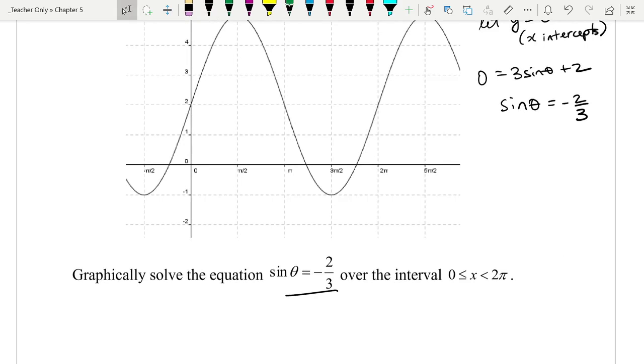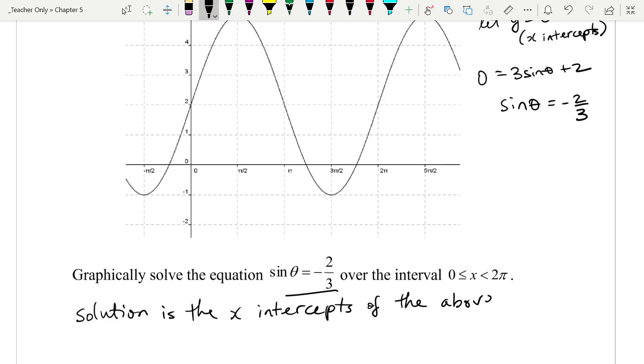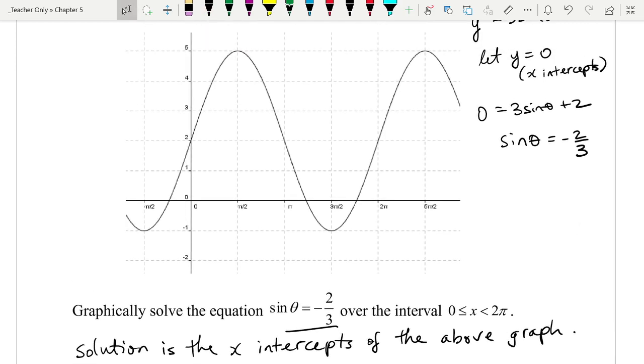Therefore, the solution here is the x-intercepts of the above graph. Okay, so where are the x-intercepts? Well, it looks to me like one of them is halfway between pi and 3 pi by 2. So let's see, where is halfway between pi and 3 pi by 2? Is that halfway? I think it is, but maybe I'm wrong.